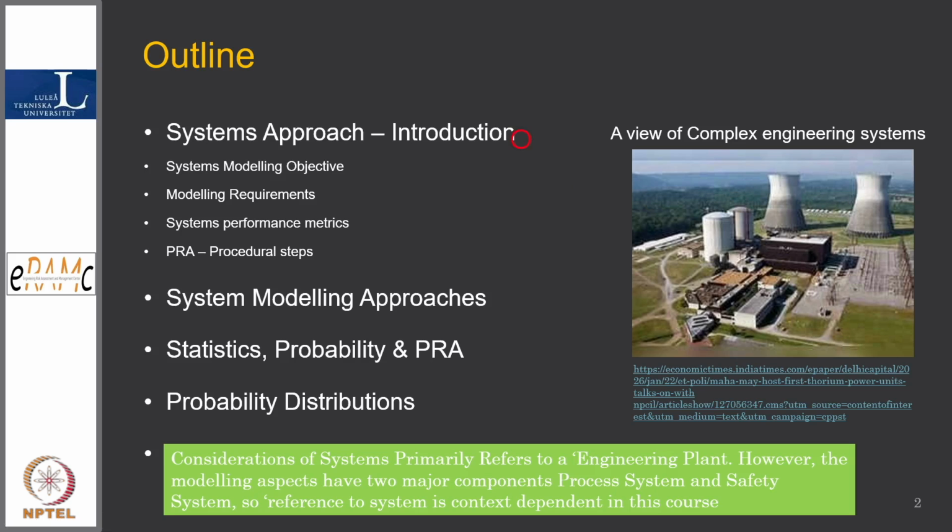So when I say systems approach, it basically means a plant's approach: in a plant, how PHM should be implemented based on the identification and prioritization program. That is where we call it systems approach. But when it comes to system modeling, we say safety system modeling or process system modeling. So you need to distinguish between these two whenever the term system is used throughout this presentation.